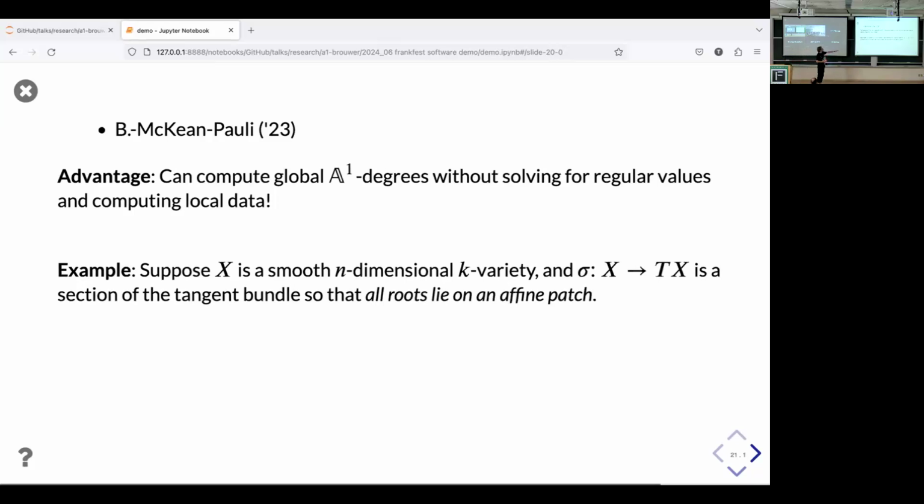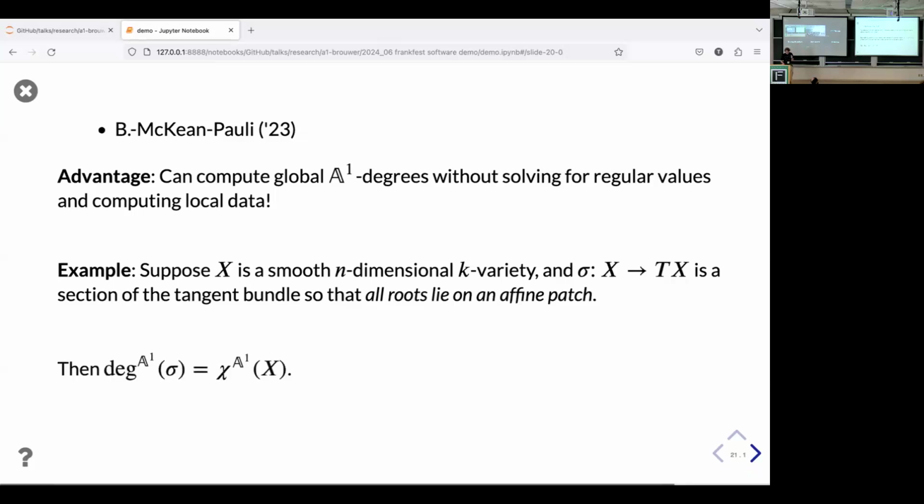Let's say I've got some smooth K-variety, and I have a section of the tangent bundle. In topology, if I take the degree of this section, this is giving me the Euler characteristic of the manifold itself. And so let's suppose I can find a section where all the roots are lying on one affine patch. Then I can trivialize over this patch, look at the induced map on the section, and just compute the global thing without solving for the zeros of the vector field. And this is a way to compute an Euler characteristic.